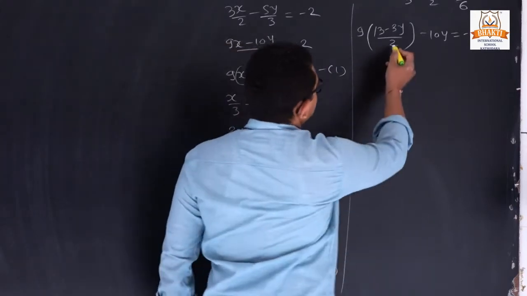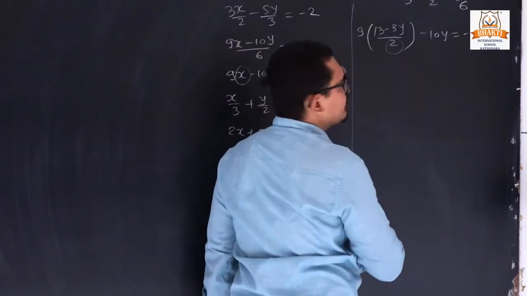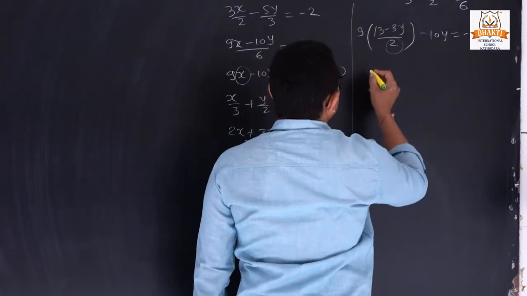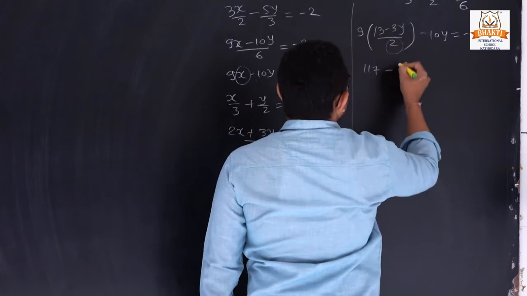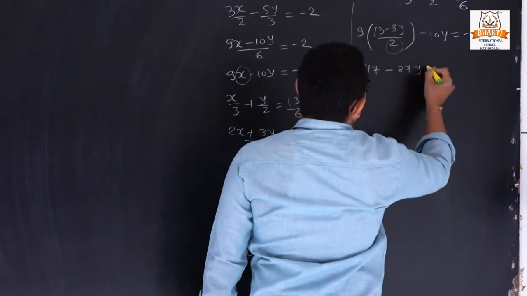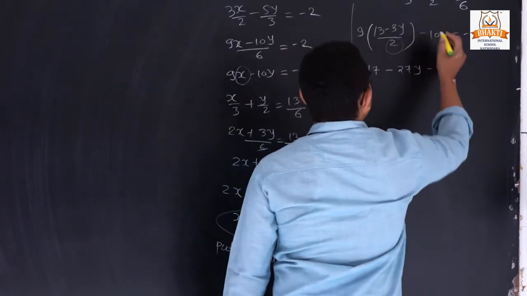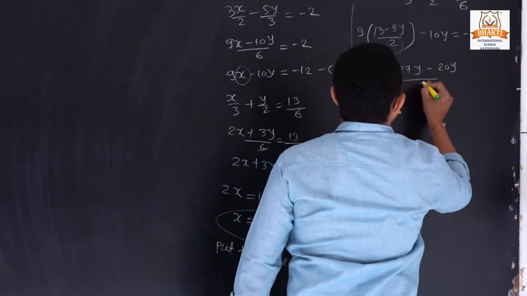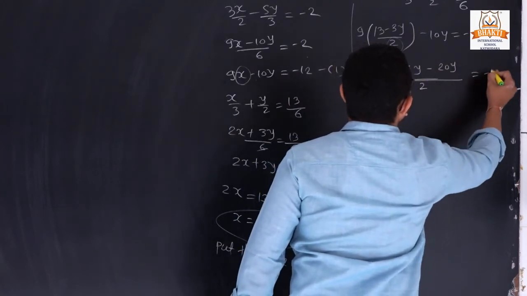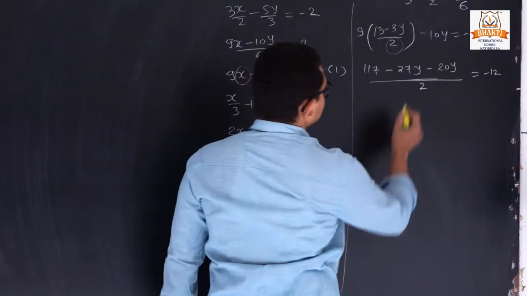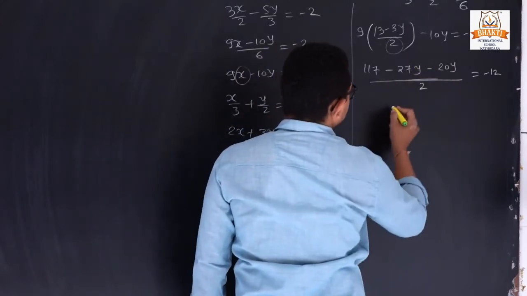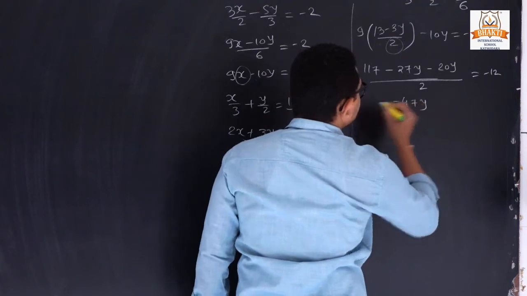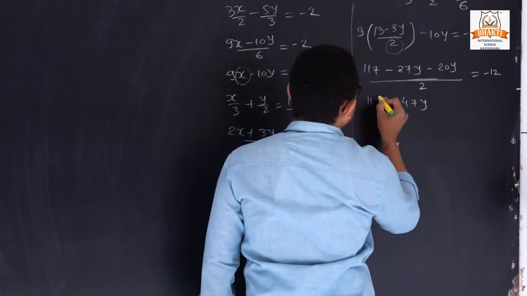Now simplify this. So 2 is our LCM. 13 9's are 117. The 9 3's are 27y and 2 is our LCM. So 10 into 2, so 20y upon 2. Now all have a 2 because we can take 2 as our LCM. Simplify this. So 27 minus minus become plus. So it is 47y and 117.